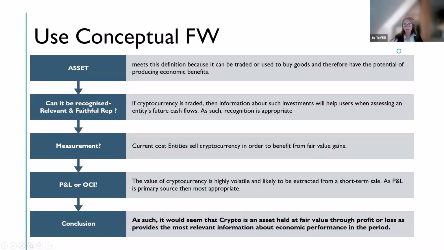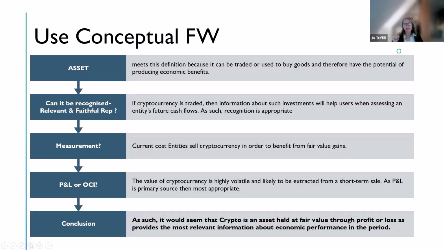How should we measure it? Well, the 2 measurement bases are historic cost, and we've already said historic cost is not relevant, so current cost is the only other measurement base. And of course, entities sell cryptocurrency in order to benefit from the fair value gains. So therefore, we should be measuring it at fair value.